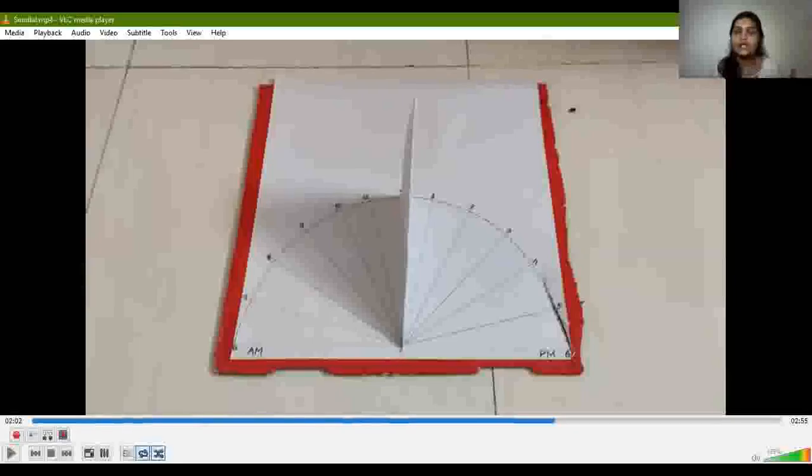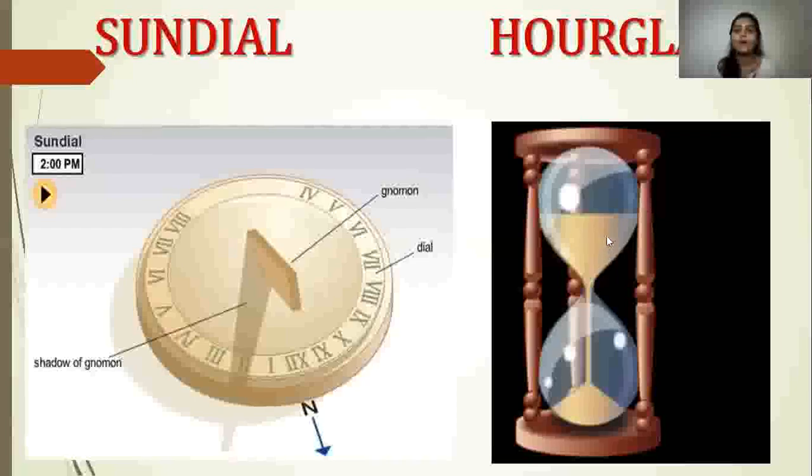Now let's move on to the next part, the other types of clocks which were used during that period of time. Now we talk about the hourglass. The hourglass basically has a lower and an upper chamber containing sand particles, very tiny sand particles.